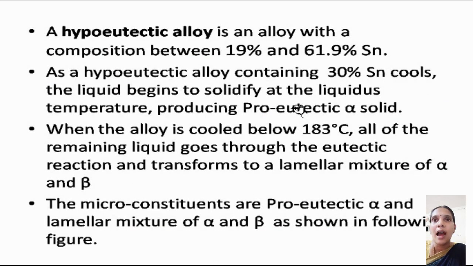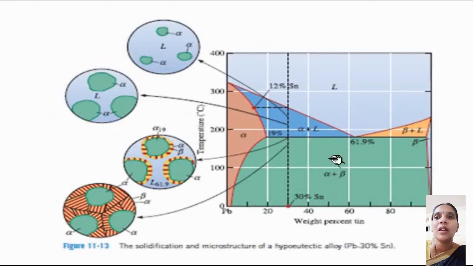So now, what is a hypoeutectic alloy? An alloy with a composition between 19 and 61.9 weight percent tin is called a hypoeutectic alloy. So let us consider a 30 weight percent tin in lead alloy that is being cooled. As illustrated in this diagram, when the 30 weight percent tin alloy is cooled from the liquid phase, on reaching the liquidus curve, there is nucleation, and on further cooling below the liquidus, there is growth of the nuclei, and on reaching the eutectic horizontal, there is formation of eutectic mixture over the proeutectic alpha that has been formed.